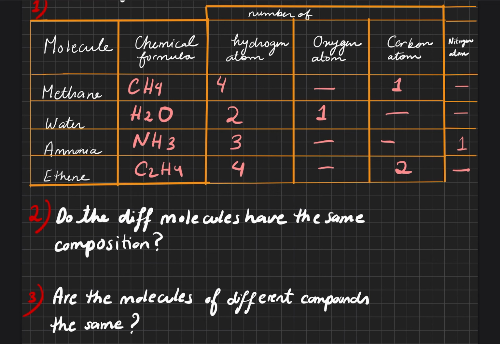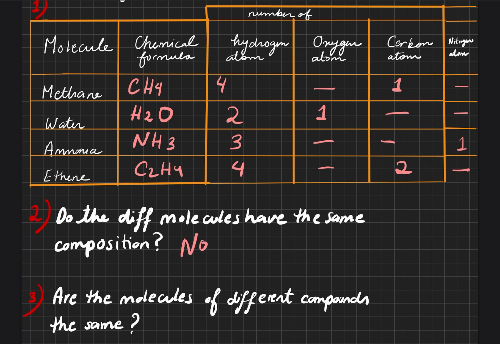Do the different molecules have the same composition? Well, do they have the same composition? No. We have methane, which contains 4 hydrogen atoms and 1 carbon atom, no oxygen, no nitrogen. Water contains 2 hydrogen atoms, 1 oxygen atom, no carbon, no nitrogen. Ammonia, NH3, contains 3 hydrogen atoms and 1 nitrogen atom and no oxygen, no carbon. Finally, ethene contains 4 hydrogen atoms and 2 carbon atoms, C2H4. So each molecule has a different composition.